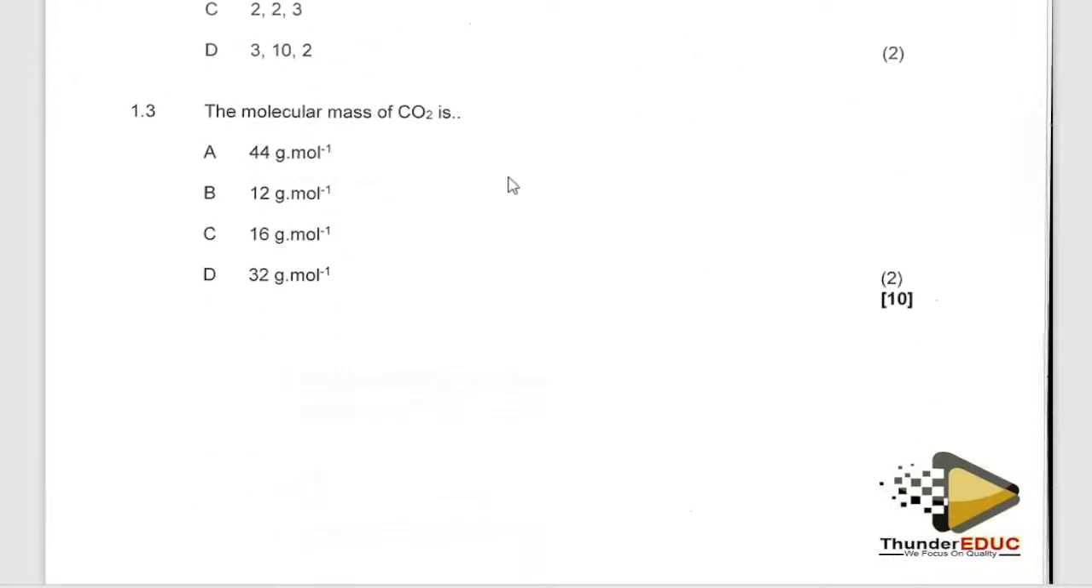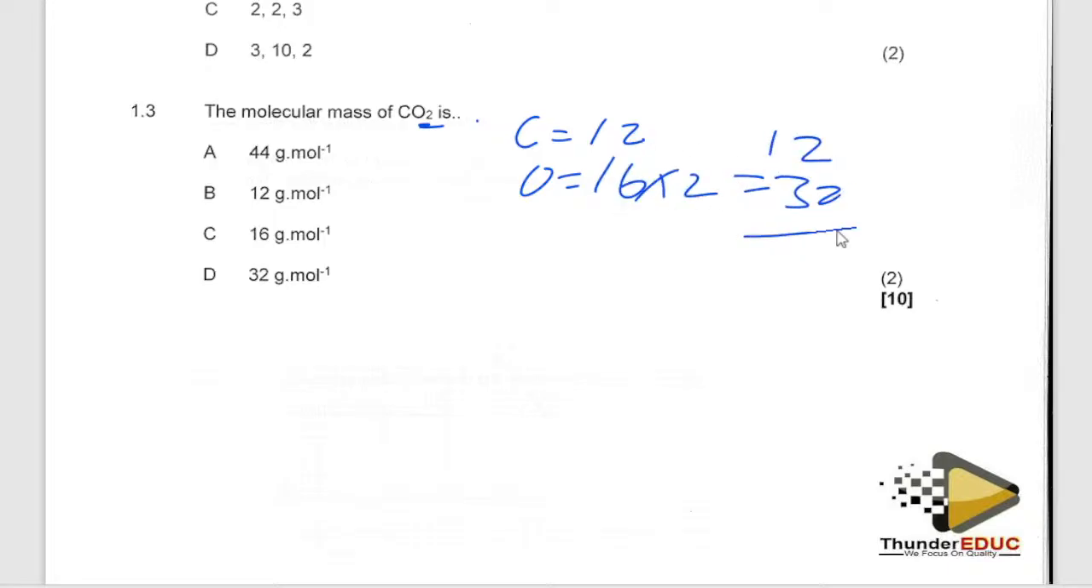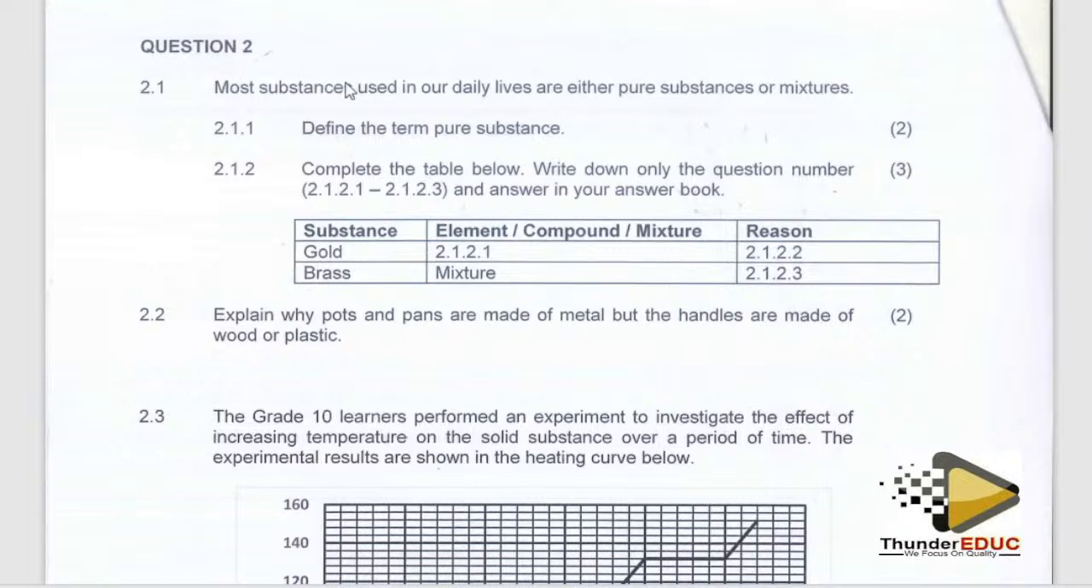Then we go to the molecular mass of carbon dioxide. You calculate: carbon is 12, oxygen is 16 times 2, which is 32. Plus, you get 44. So the answer becomes this. You see, it's simple. They brought this one so that you can pass. Anyway, let's go to the next question.